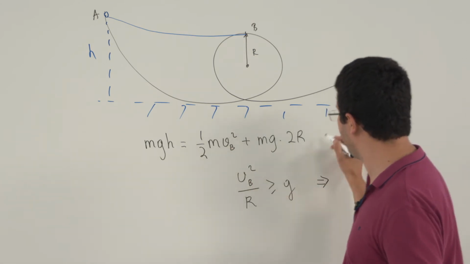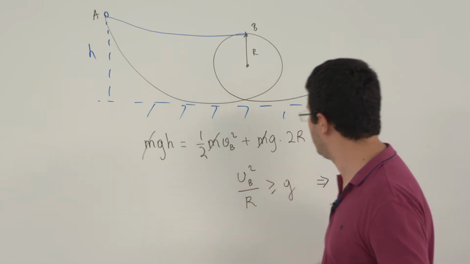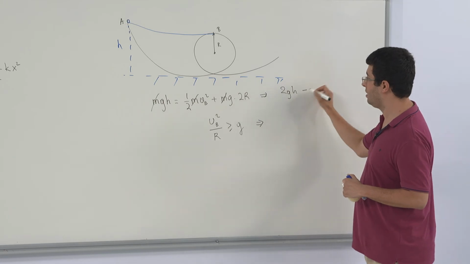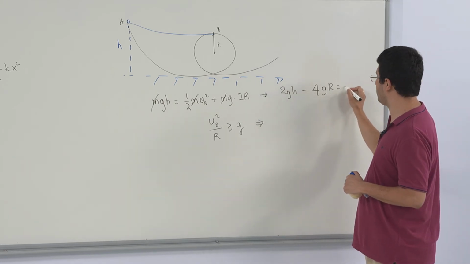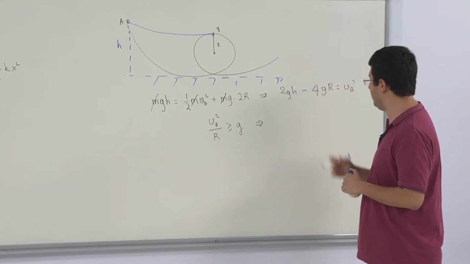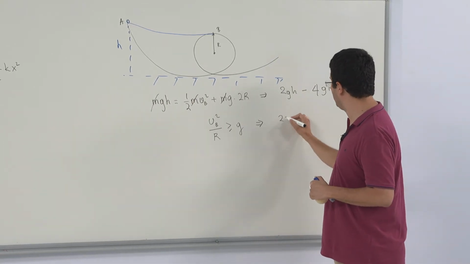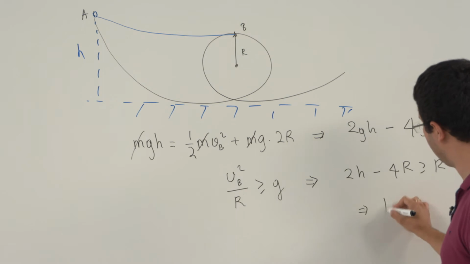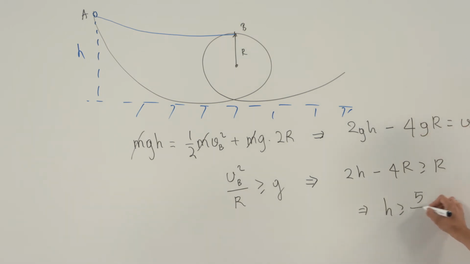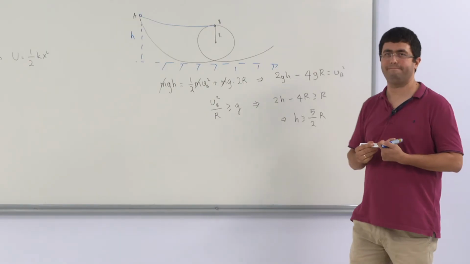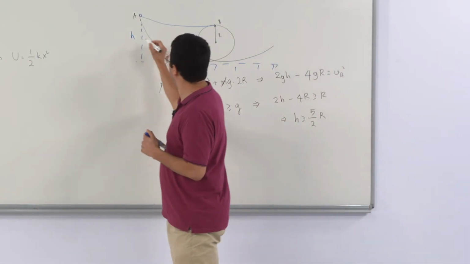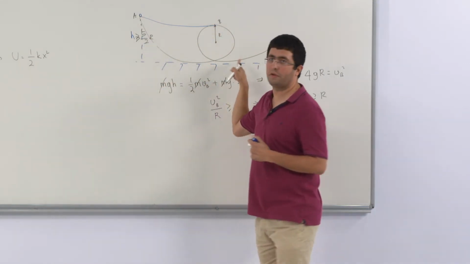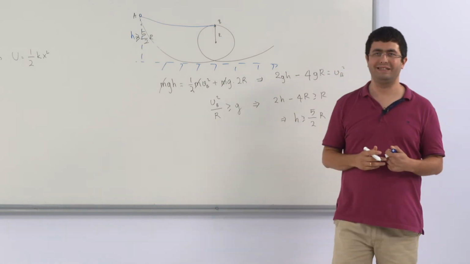So if I solve for vB squared from here, where the m's cancel out, I get 2gh minus 4gR equals vB squared. And if I plug it back in here, what I get is 2h minus 4R is greater than or equal to R, which simply tells me that h must be greater than or equal to 5/2 R. So if I let go of the baseball from a height that's greater than or equal to 5/2 R, then my baseball will go through this loop and continue its motion.